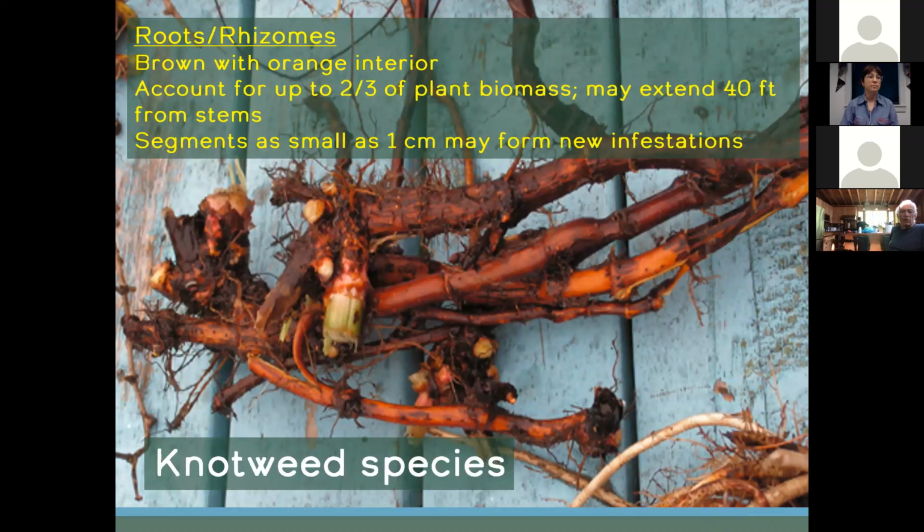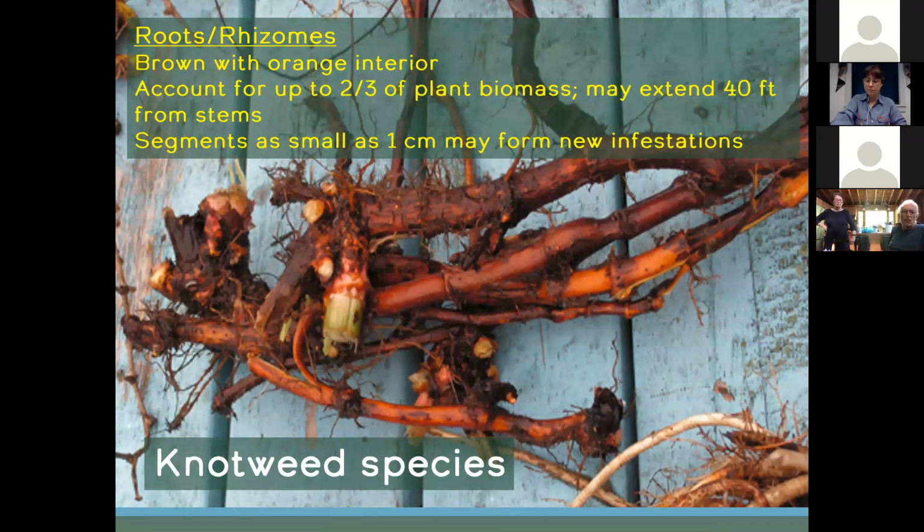So we're going to talk a lot later in the presentation about how knotweed spreads, and its roots or lateral rhizomes are very, very important to that spread. These roots are brown in color with an orange interior, as you can see in this picture, and they account for up to 2/3 of the plant's biomass.